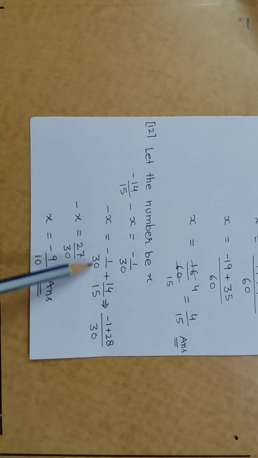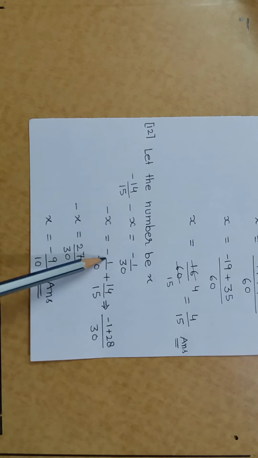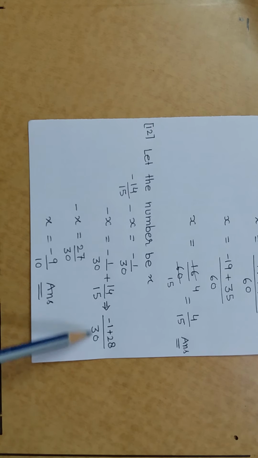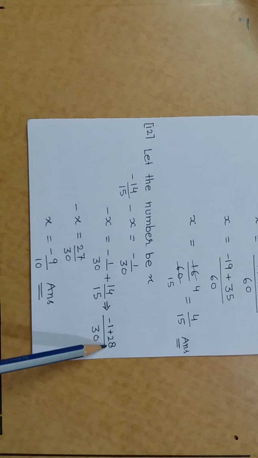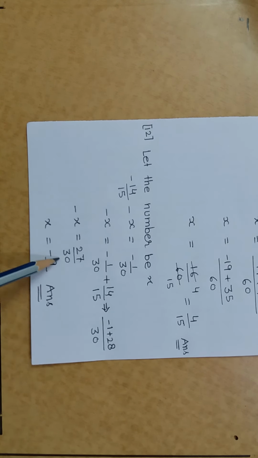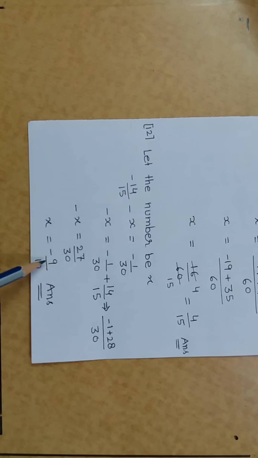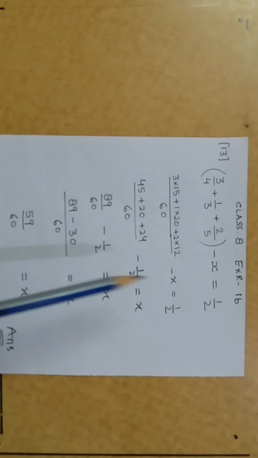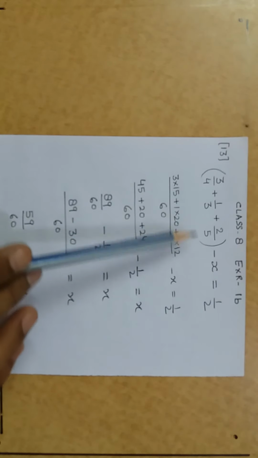Taking the LCM of 30 and 15, 30. So minus 1, and 15 goes into 30 twice, so multiplied by 2, 28. Now simplify, 27 upon 30, and divide both terms by a common number. 3 nines are 27 and 3 tens are 30, and the minus transfers to the right side. Now question number 13 of exercise B.